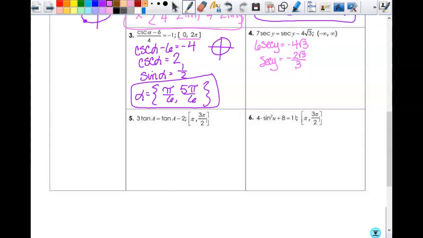What is the reciprocal of secant? Cosine. So the cosine of y is equal to negative what? Square root of 3 over 2. All right, so here again, we're going from negative infinity to infinity. So y is equal to, when's the first time on the circle that I get negative square root of 3 over 2? 5 pi 6. Then this will be plus or minus what? 2 pi n. And then when's the next time it's negative square root of 3? 7 pi 6. And then plus or minus 2 pi n.